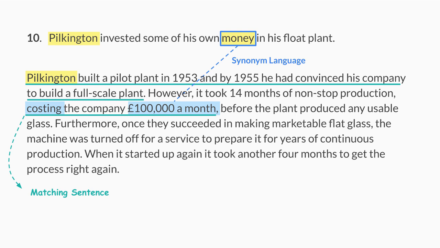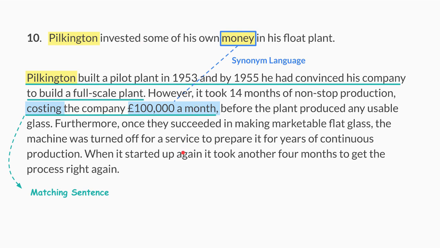Alright, so let's break it down. The question says that Pilkington invested some of his own money. But what does the matching sentence say? Well, the matching sentence says that Pilkington convinced his company to build a full-scale plant. It cost the company £100,000 per month. So what do you think the correct answer is going to be? Does the information agree with each other in these two sentences? Or does it disagree? Or is it simply not given?